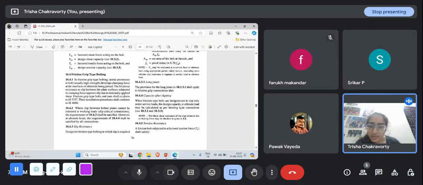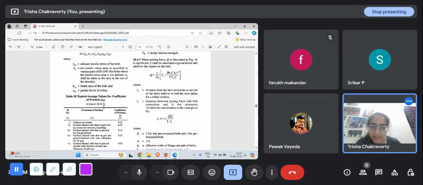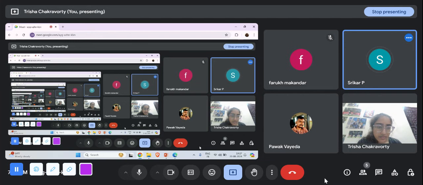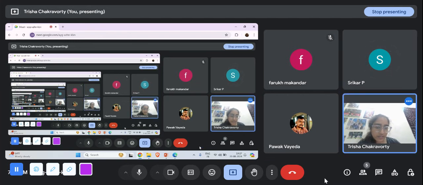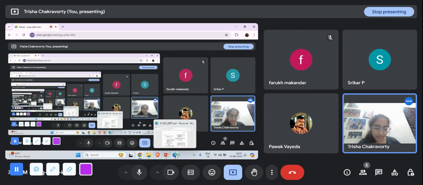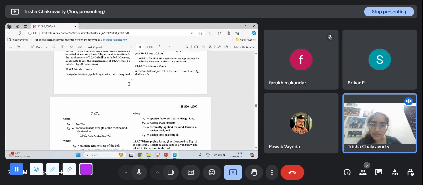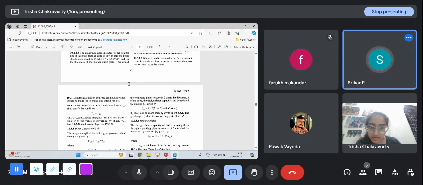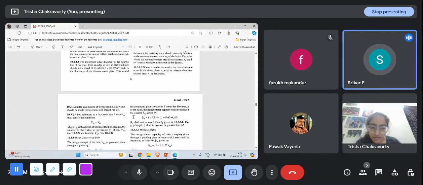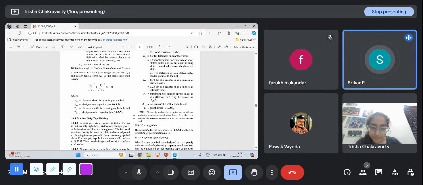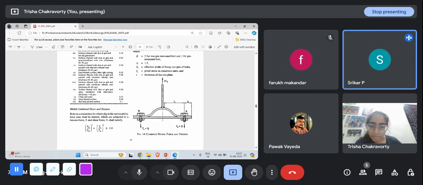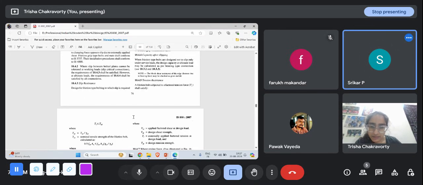Do you know where that is in the code? Shrikar, what you were saying about the bearing capacity of the plate, do you know where that is in the code? No, I think there is no particular one. I'm not aware of that. That is also my concern. There is no particular bearing strength of a plate. There is only bearing strength of bolt.